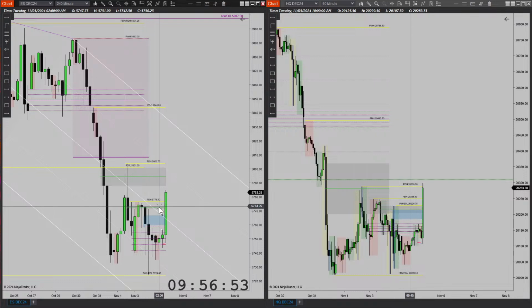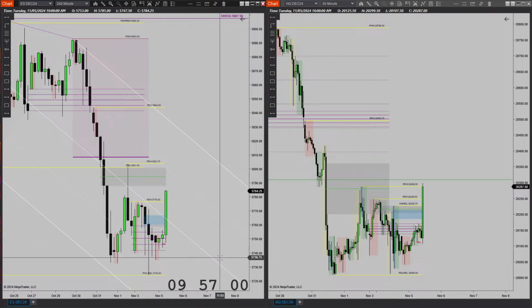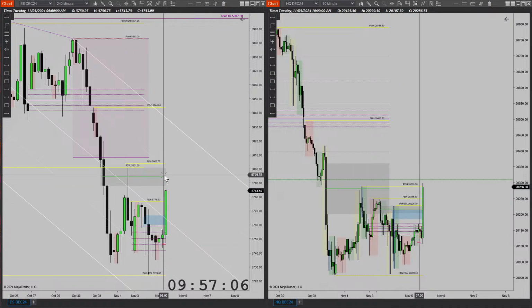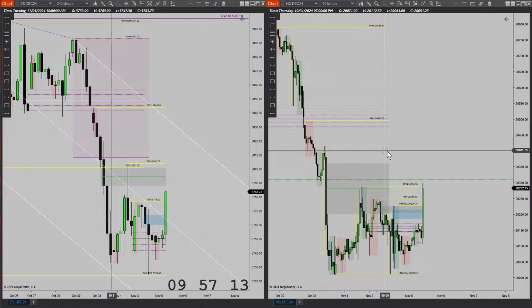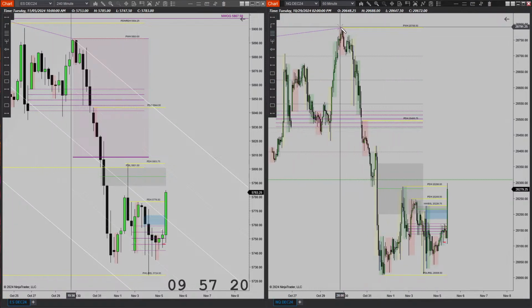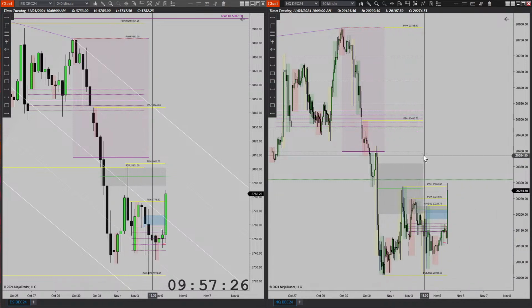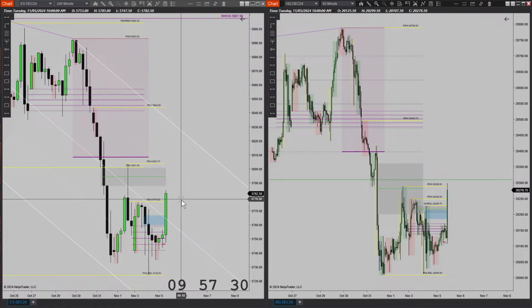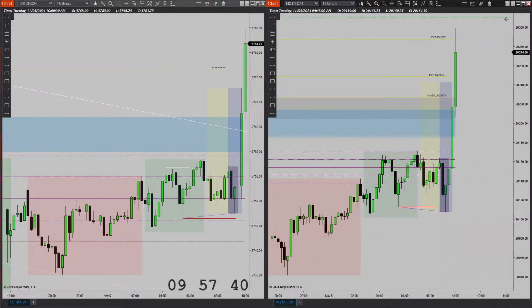Get rid of this. It's got a pretty big move. I don't see it drawn up to these areas up here. Let's take a look at the 15-minute again. We have plenty of imbalances now on the 5 and 15 and 1 minute.